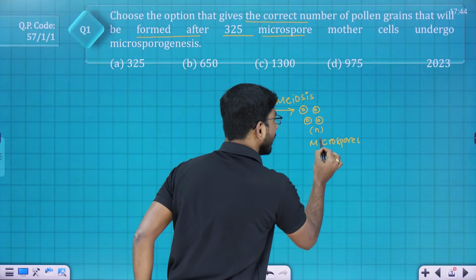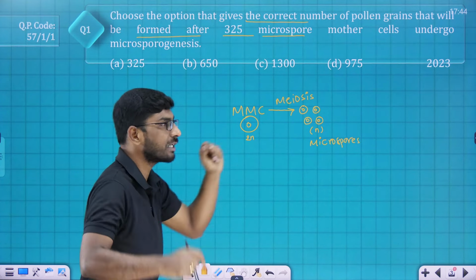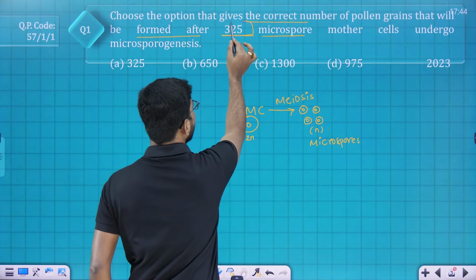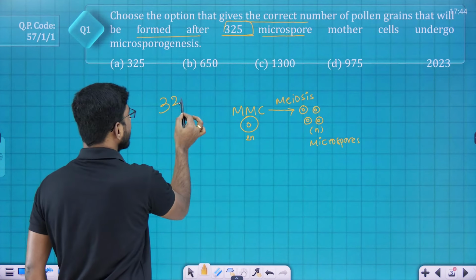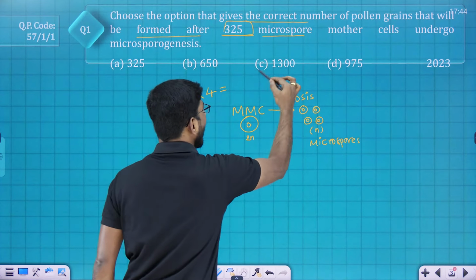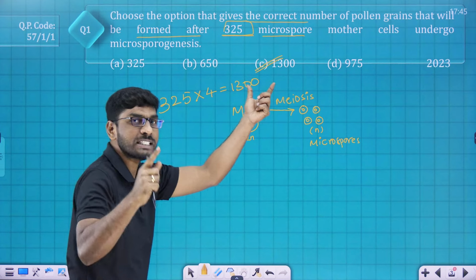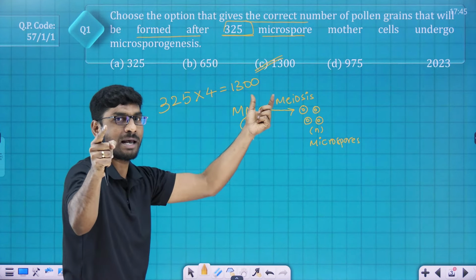Microspores, after which division? Tell me. Meiosis division. How many microspore mother cells are there? 325. So 325 into 4. So the answer is what? 1300. So option C. This type of question will come in the examination.